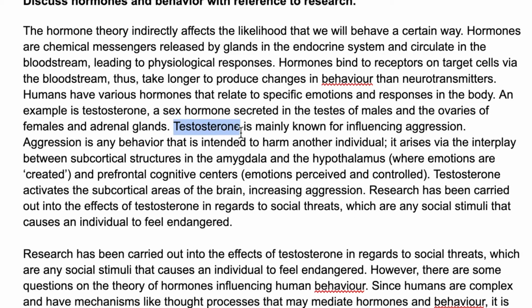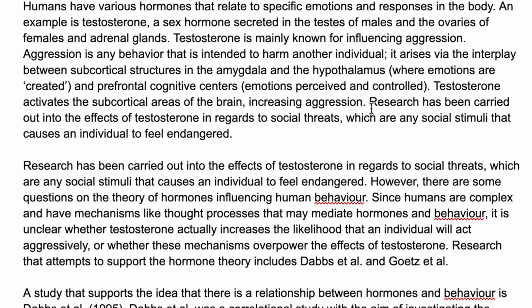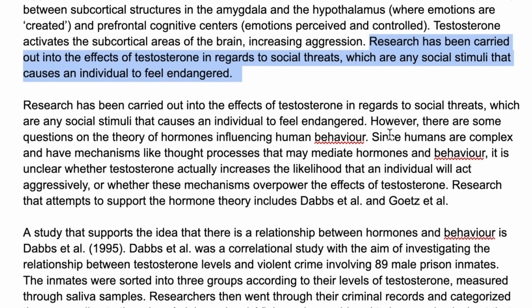Secondly, I talked about the hormone that I'm going to talk about. And then the third part of this is the behavior I'm going to talk about. And then at the end, I included a sentence to transition into the next paragraph.